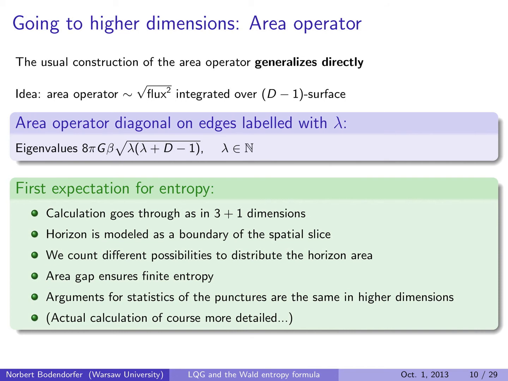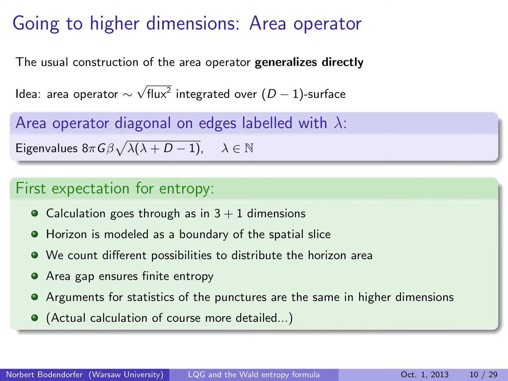So the message here is rather short. The construction of the area operator generalizes directly to higher dimensions. So you construct it in the usual way. You square the flux, or flux integrated over a D-1 surface, take the square root, and this is your area operator.